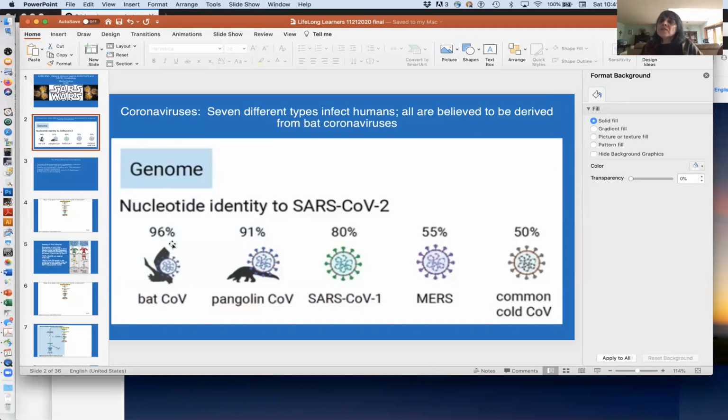And it turns out that China has a very diverse and rich fauna of bats, and also has many, many coronaviruses. There's at least 70 different coronaviruses that have been identified in bats in China.